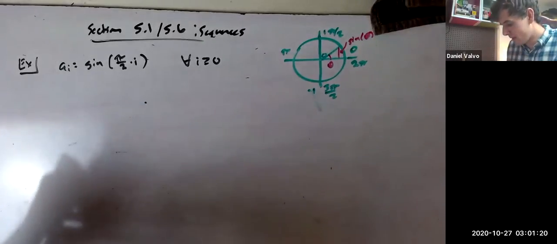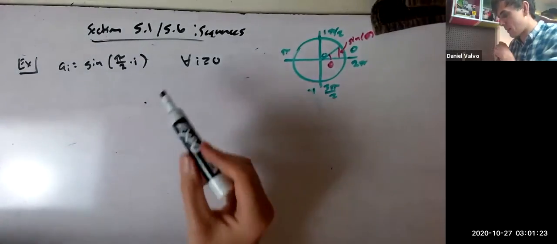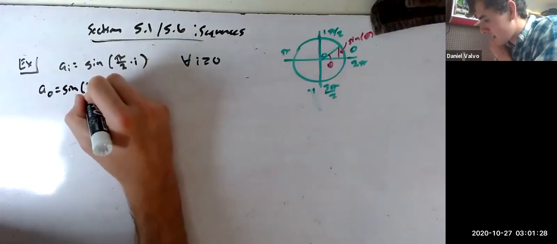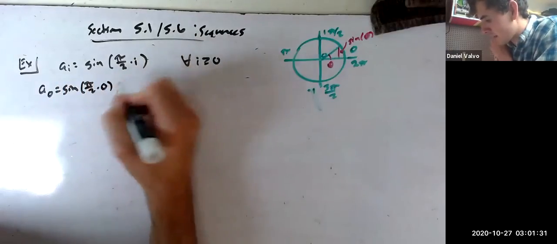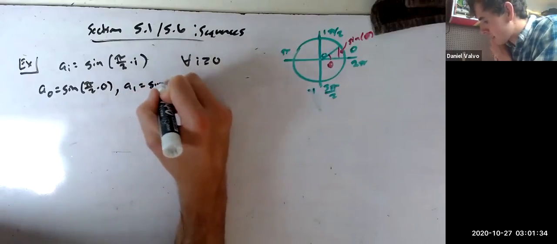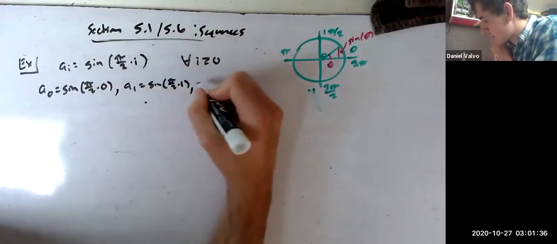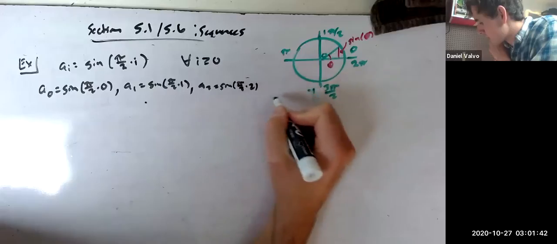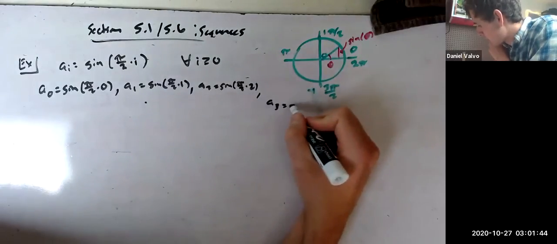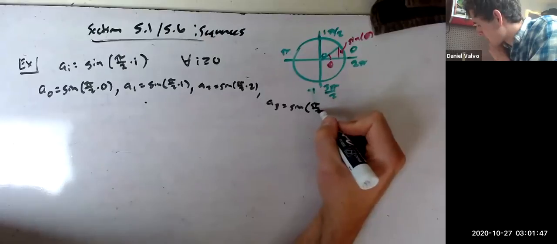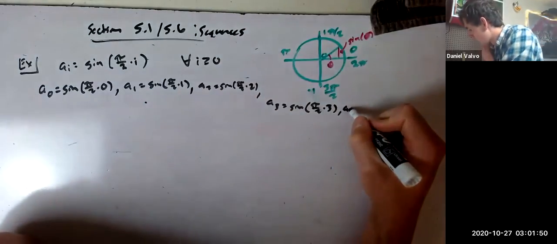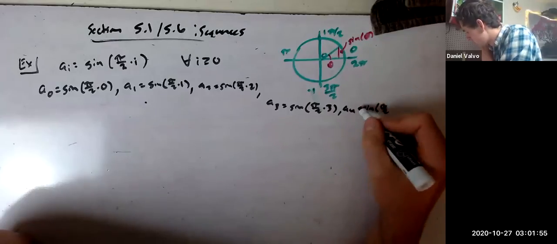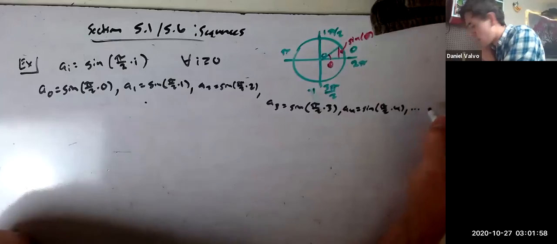Anyway, what we get then here is that we start at 0. Our sequence is going to be a_0 is sine of pi over 2 times 0. a_1 is going to be sine of pi over 2 times 1. a_2 is going to be sine of pi over 2 times 2. a_3 is going to be sine of pi over 2 times 3. a_4 is going to be sine of pi over 2 times 4, and it's going to go on like that.